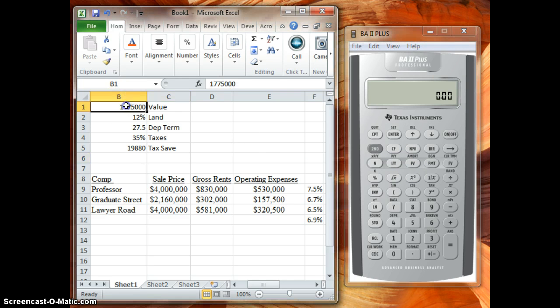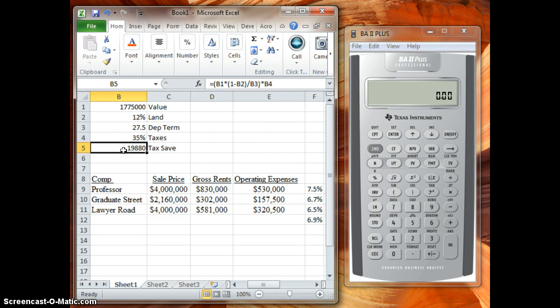First, we have a building worth $1,775,000, and we've estimated that 12% of that value is land. That may come from the tax assessor or your own calculations. Because it's a residential building, you can depreciate over 27.5 years. If it were any other type of commercial property, it would be 39 years. But since it's residential, it's 27.5 years. And our tax rate is 35%.